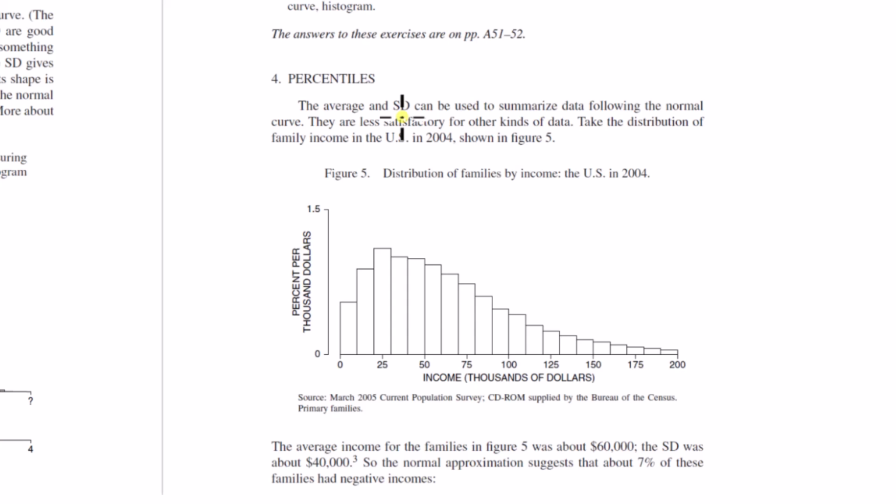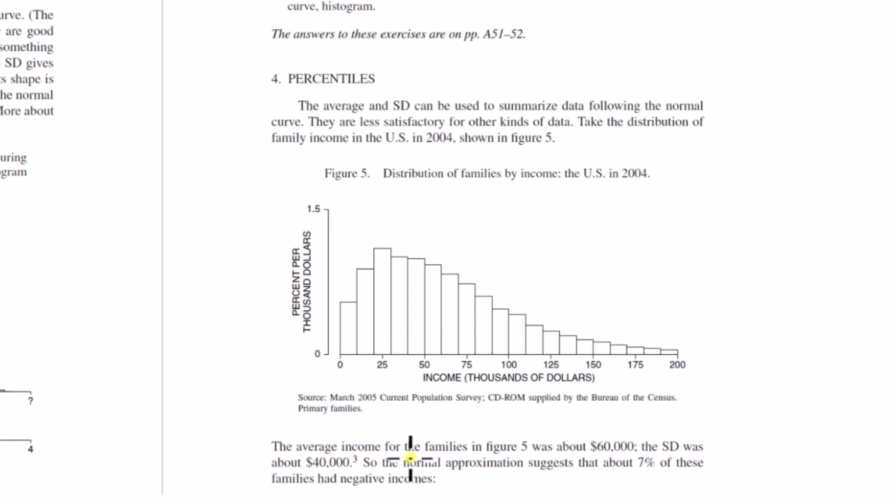The average and standard deviation can be used to summarize data following the normal curve. They are less satisfactory for other kinds of data. Take the distribution of family income in the U.S. in 2004, shown in figure 5. So the distribution of family income, percent per $1,000. This many families made $25,000 a year. If you take this width of the block times the height, that percentage of the data points made around $25,000 a year.